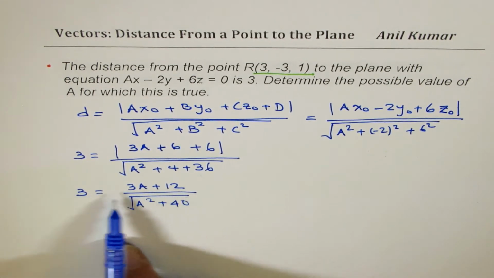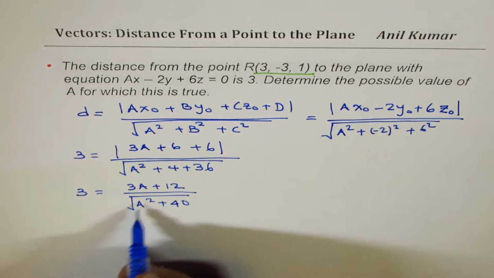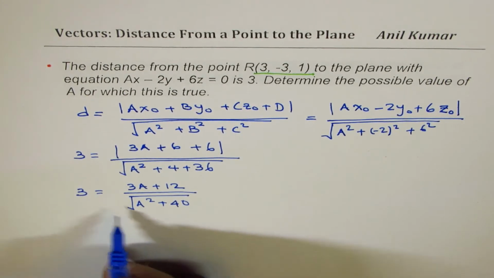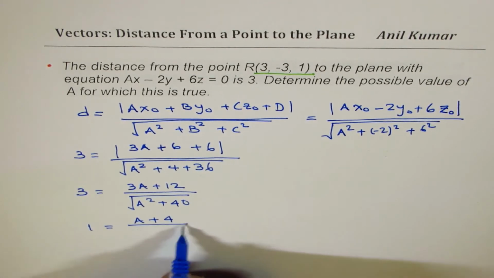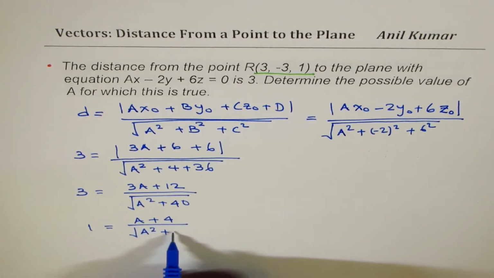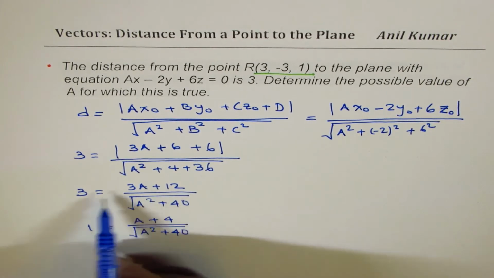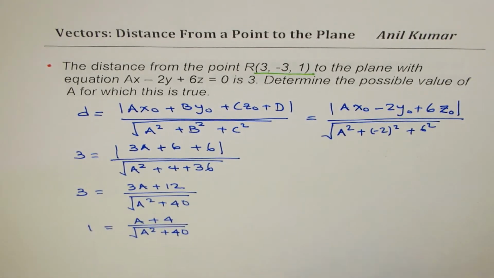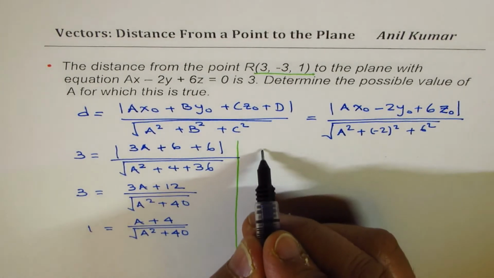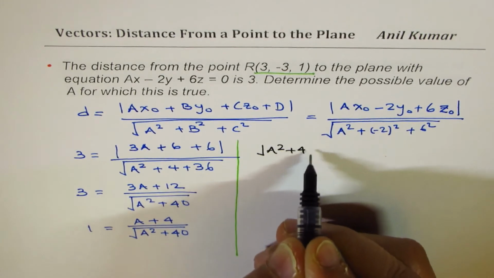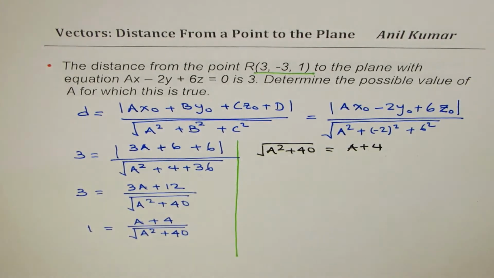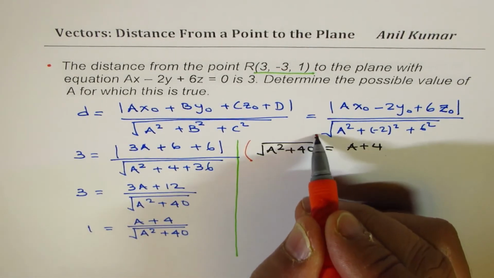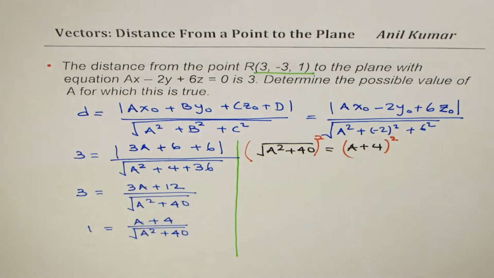Now you could simplify this by dividing by 3, and then you can cross multiply also. We can get 1 equals 3 common, a plus 4 over the square root of a squared plus 40, right? So I divided both sides by 3. Okay, let us cross multiply and simplify. So we have the square root of a squared plus 40 equals a plus 4. Now if I square both sides, we can get rid of the square root and solve.